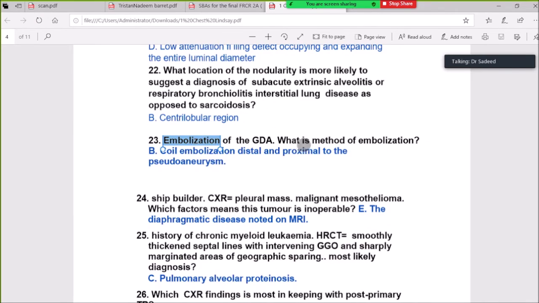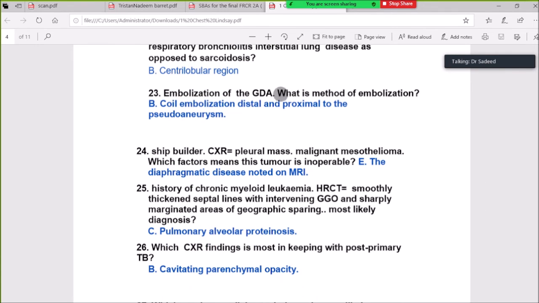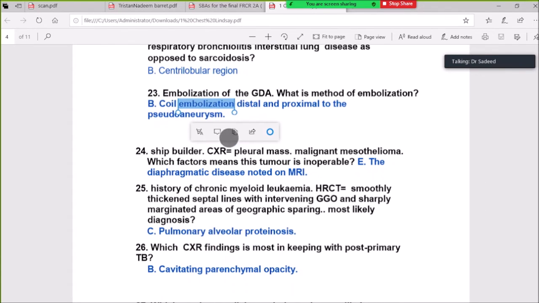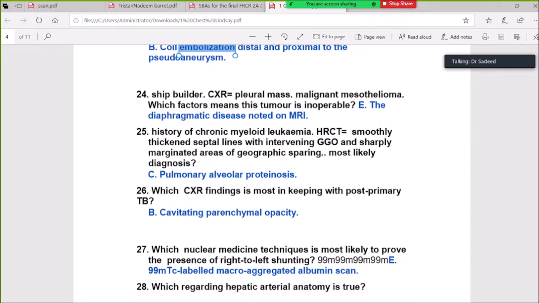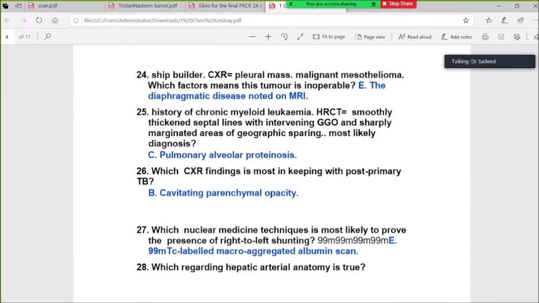Question 23. Embolization of the gastroduodenal artery. Which is the method of embolization? Coil embolization, distal and proximal to the pseudoaneurysm. In GDA embolization, we do coil embolization distal and proximal to the pseudoaneurysm. Question 24. Shipbuilder with pleural mass. Malignant mesothelioma is suspected. What factors mean that this tumor is inoperable? Diaphragmatic disease noted on MRI. Mesothelioma involving the diaphragm is inoperable.